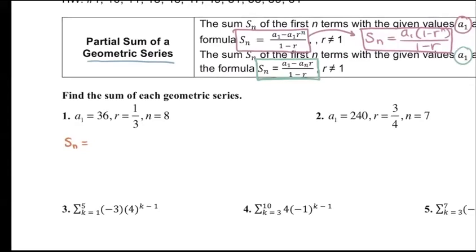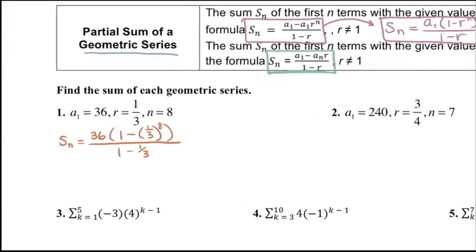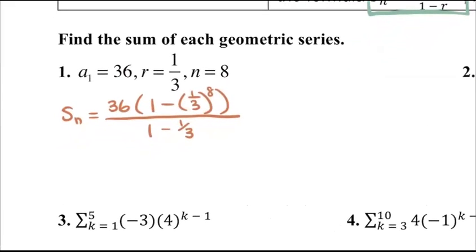So it's 36, and then parentheses 1 minus r, which is 1/3, good, to the power of 8, perfect, and then over 1 minus 1/3. Perfect. Nicely done. That is how you use that formula. You just kind of plug everything in.